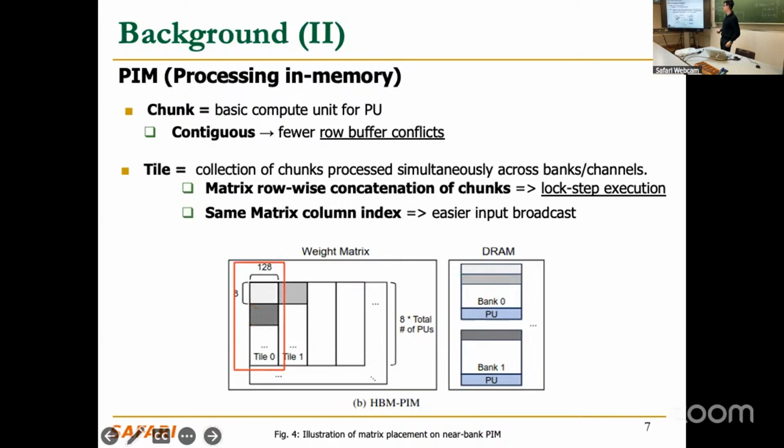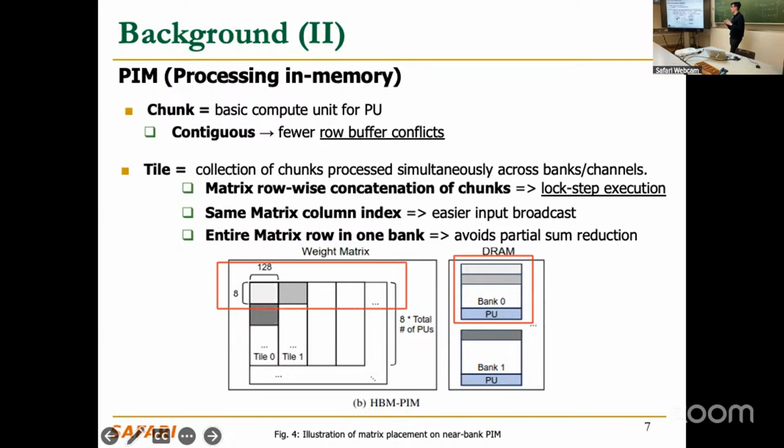Here in this figure, we see that tile 0 is responsible for the first 128 columns of the weight matrix. And lastly, we want to fit an entire matrix row in a single bank. This will allow us to avoid the partial sum reductions. And in this figure, they managed to get the first weight matrix row fitting into bank 0.